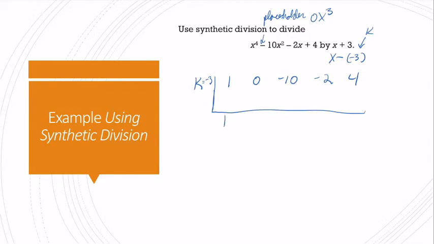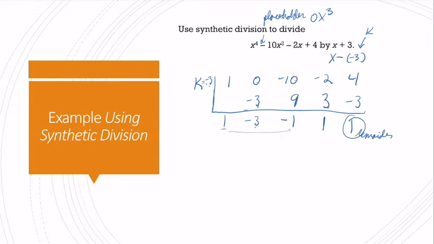I pull down 1. Negative 3 times 1 is negative 3. 0 and negative 3 is negative 3. Negative 3 times negative 3 is a positive 9. Negative 10 plus 9 is negative 1. Negative 3 times negative 1 is a positive 3. Negative 2 plus 3 is a positive 1. Negative 3 times 1 is negative 3. So I get a remainder of 1. That last spot's always going to be our remainder.